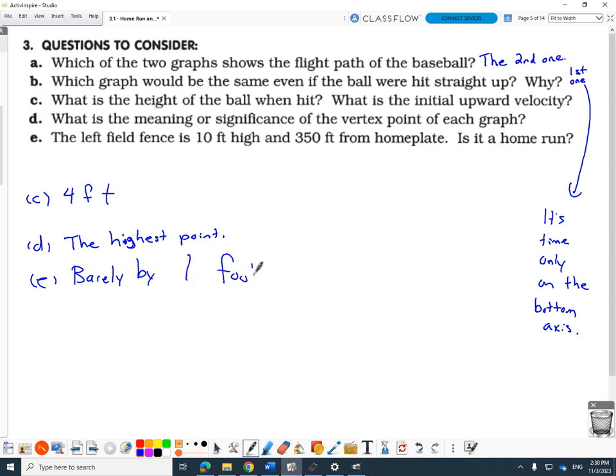One foot over. Now, if you watch baseball, you're like, oh, maybe the guy could be there and jump up and catch it. If he can jump 11 feet, no, he doesn't need to jump 11 feet. He can probably reach 8 feet. If he could jump 3 feet high, I don't know. Could he? Maybe. I don't know. But it looks like it's going to make it by 1 foot.